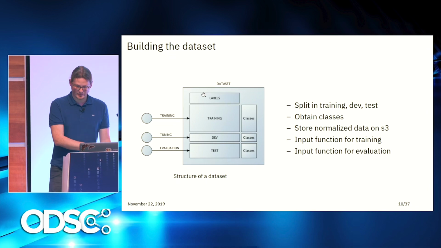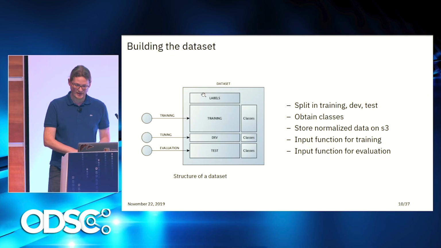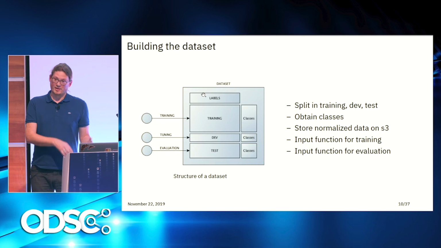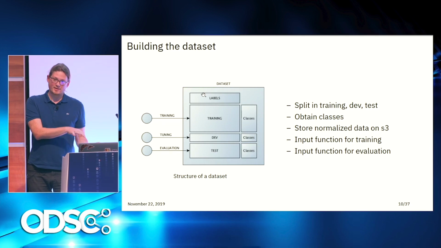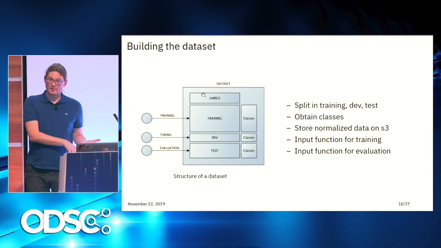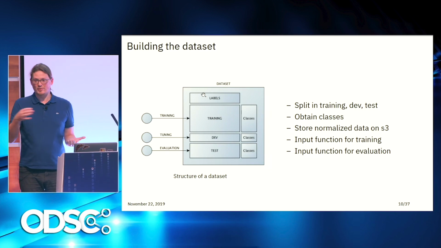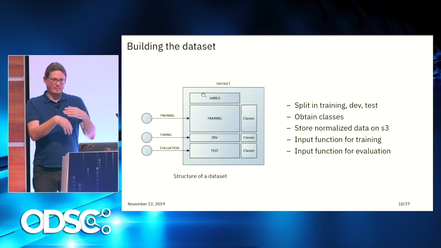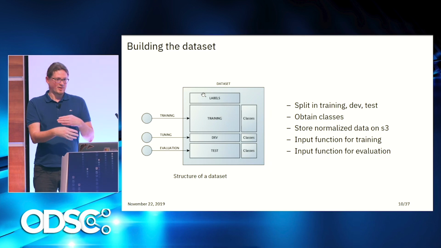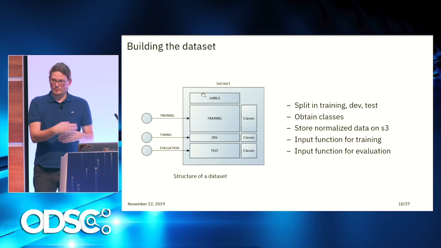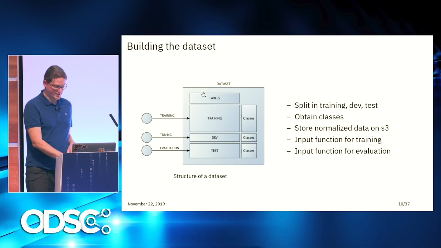We also wrote some functions, input functions, that we use to feed the training data into the model, because we run the data over multiple epochs, and we want to make sure that the order is randomized every time, so the model doesn't go over the data again and again in the same order, which improves the training.